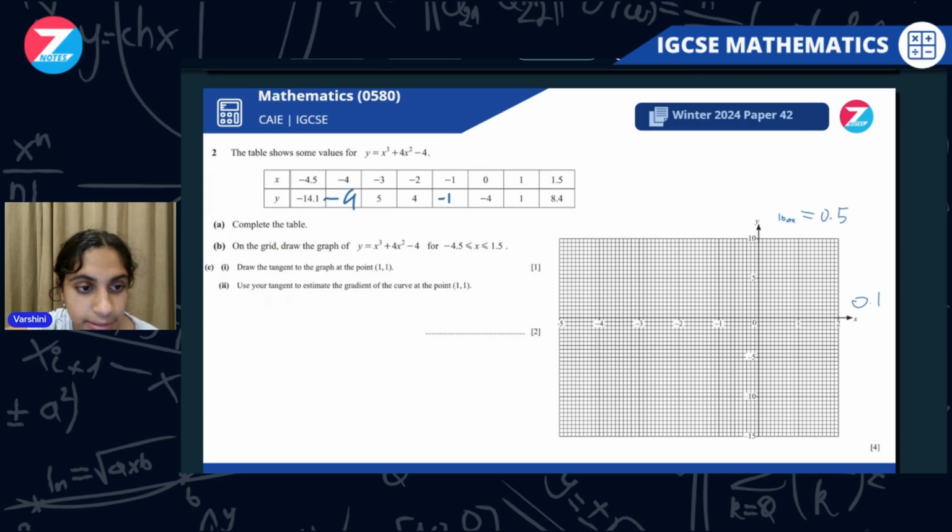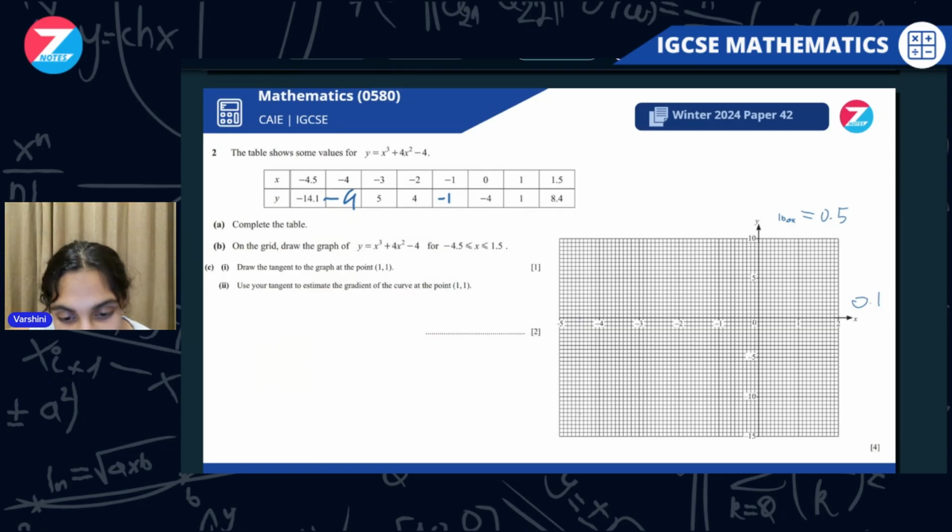Okay, now we know that the first x value is minus 4.5. That's going to be minus 4, 0.1, 2, 3, 4, 5 along this line, and it's at minus 14.1 for the y value. So over here is 10, so we can just count downwards from 10, and it's at this point. So we just go minus 10.5, minus 11, minus 11.5, minus 12, minus 12.5, minus 13, minus 13.5, minus 14.